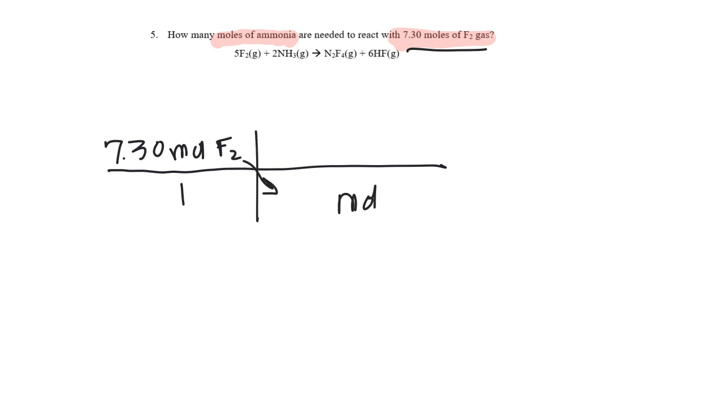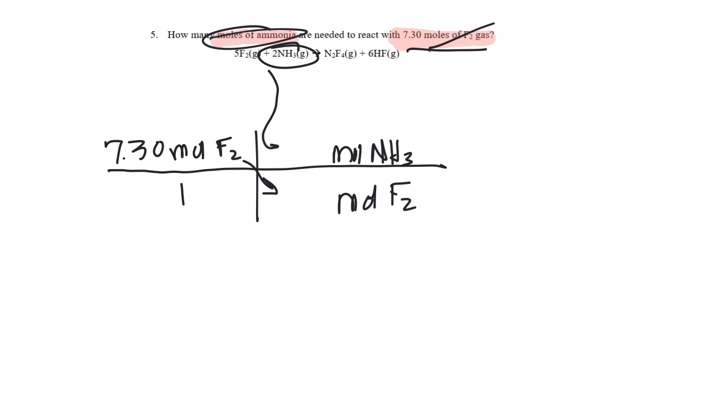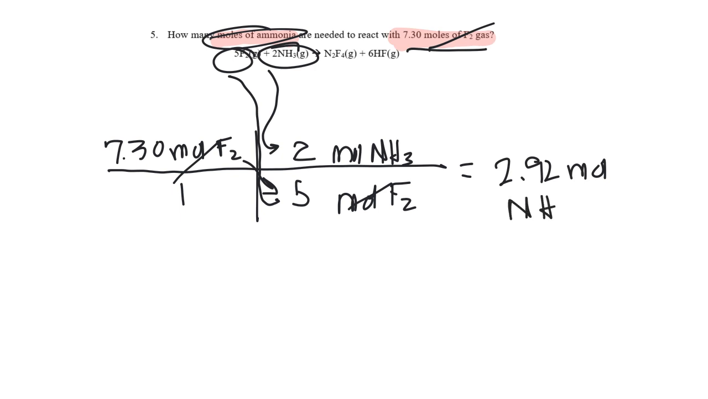Unit and substance comes down. I've taken care of this. Now I want to get to moles of NH3, so moles of NH3 go to the top. Now to figure out what numbers I put next to each of those units, I come to the equation. There's a 2 next to NH3, so a 2 goes here. There's a 5 next to F2, so the 5 goes here. I cancel my units, multiply across the top, divide by the bottom, and I should get 2.92 moles of NH3.